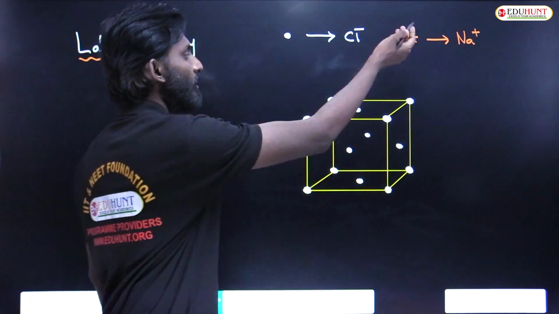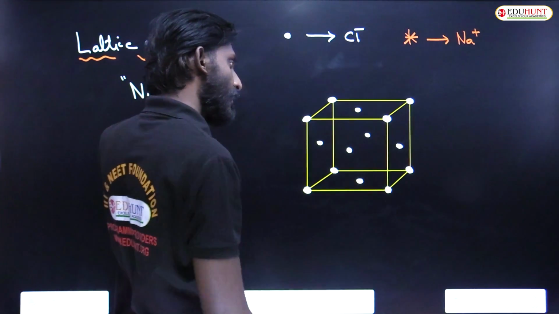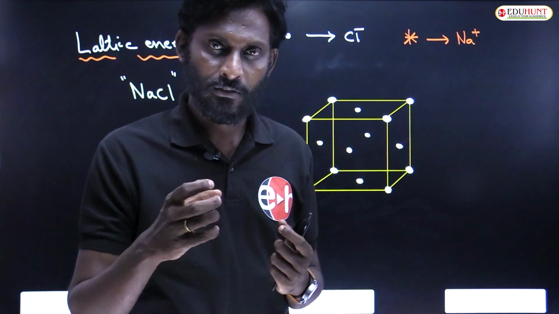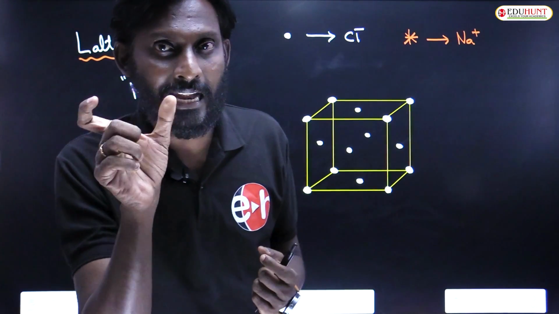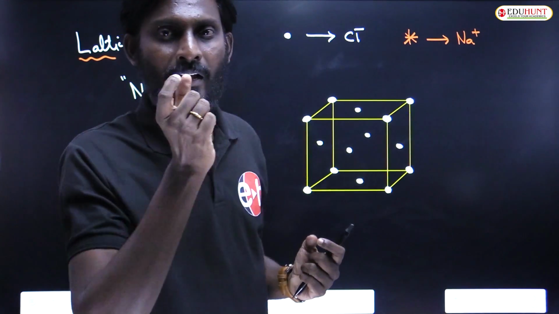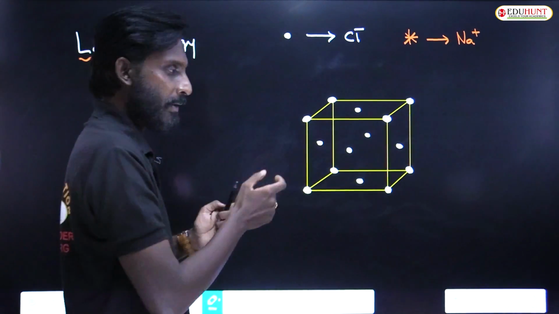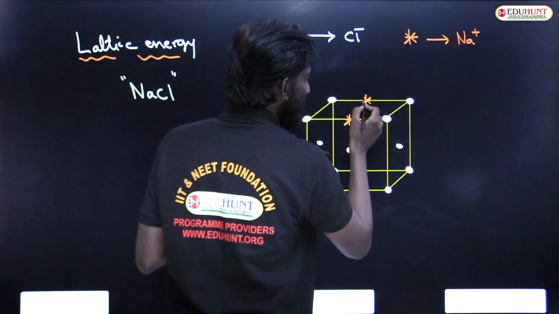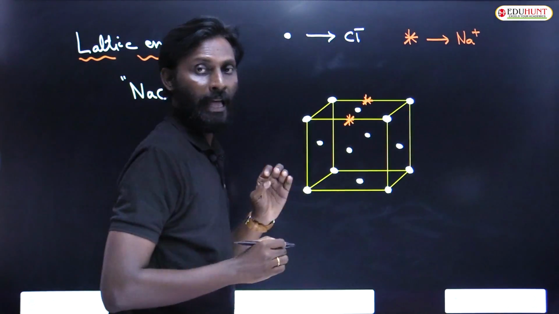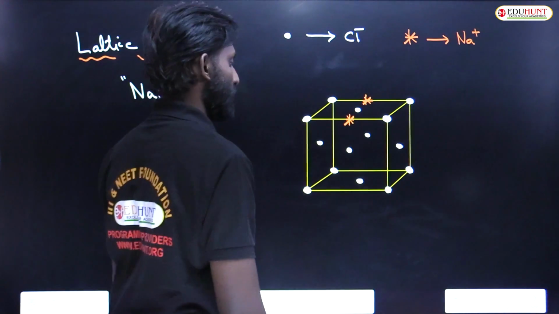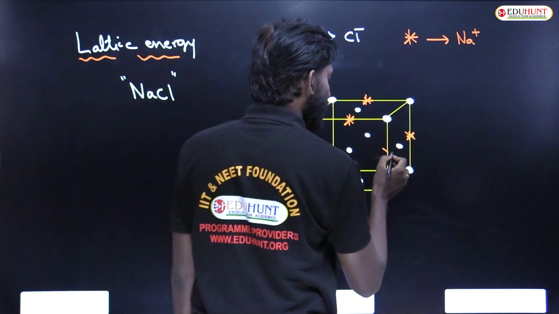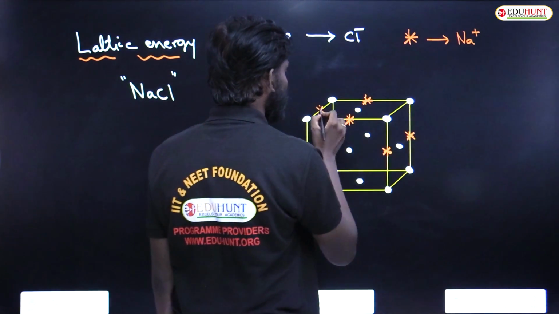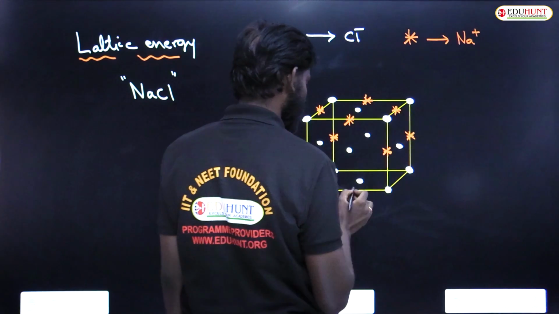Now the cation will occupy the gaps. Where are the gaps present? To have a better understanding of the crystal lattice, I am going to give the description for this. Yes, there is an edge center. At every edge center there is Na plus. This is an edge, and at the edge center there is Na plus. Every edge center you have to take one Na plus.